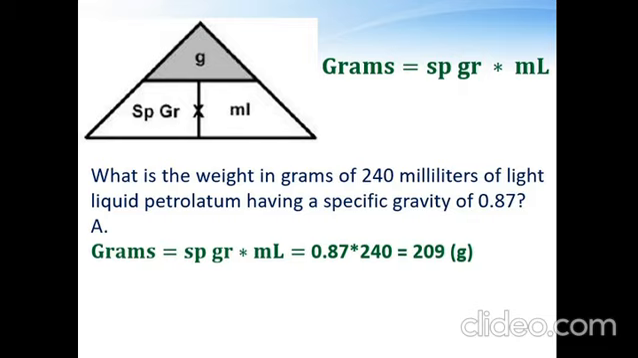Let's look at the sample question. What is the weight in grams of 240 milliliters of light liquid petrolatum having a specific gravity of 0.87? Grams is specific gravity times milliliter. That is 0.87 times 240 if we only look at the number. Look at the number only. And the weight of this 240 mil light liquid petrolatum is 209 grams.